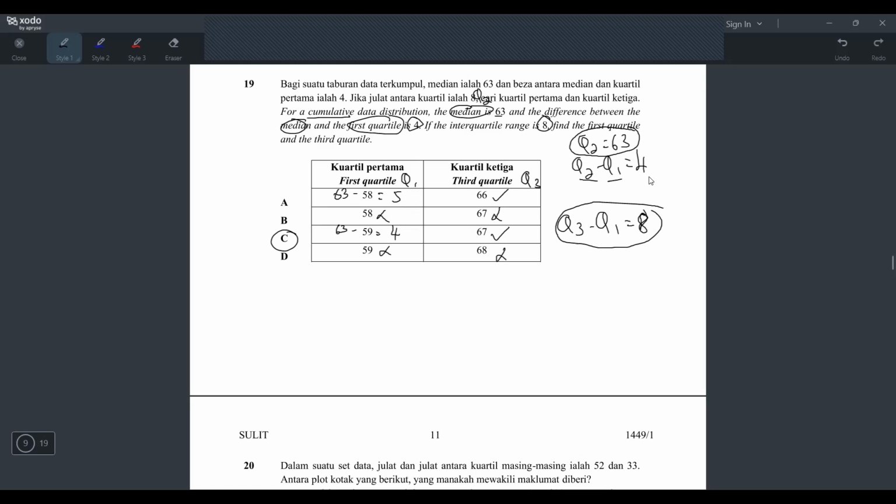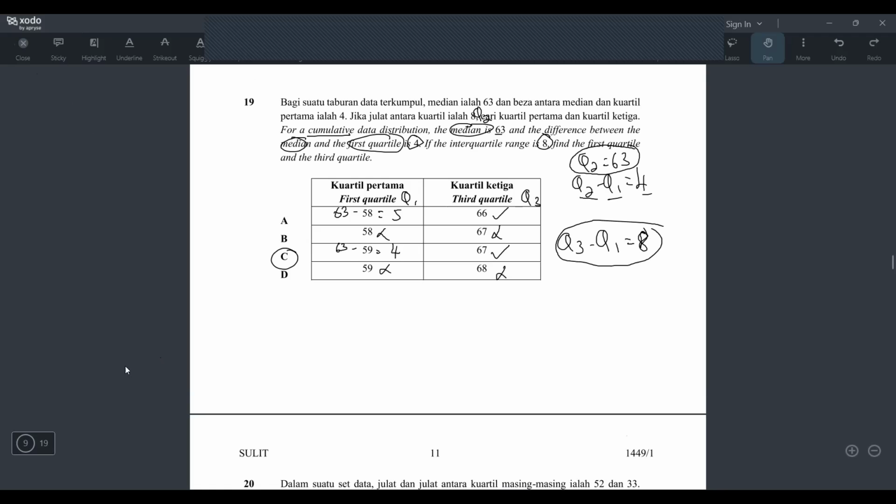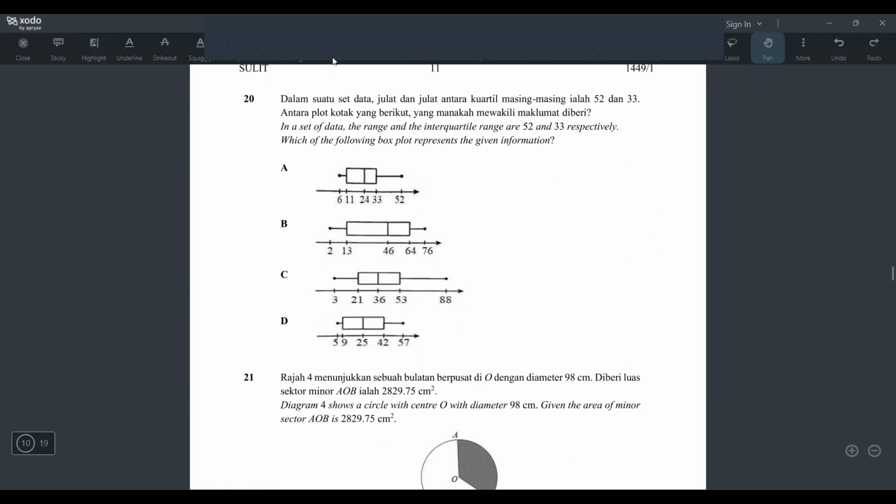Because they say the difference must be 4, Q2 and Q1 difference must be 4. So C. I hope you understand. Okay, number 20. This one is also measures of dispersion. In a set of data, the range is 52, the interquartile range is 33. Which of the following box plots represents the given information?